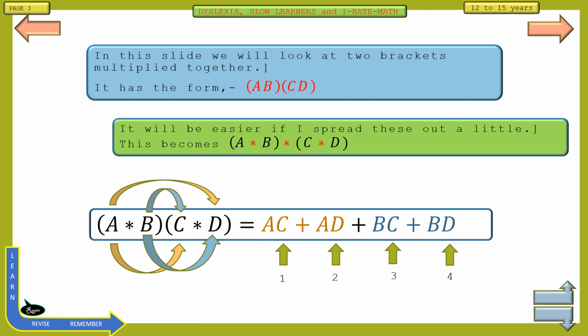That's shown with the yellow arrows. Next we have b times c and b times d. That's the blue arrows. That's the 4 steps that we need to do. I will let you look at that for a little while. But you can see why we use the term expanding brackets. Now it's got bigger than it was in the first place.